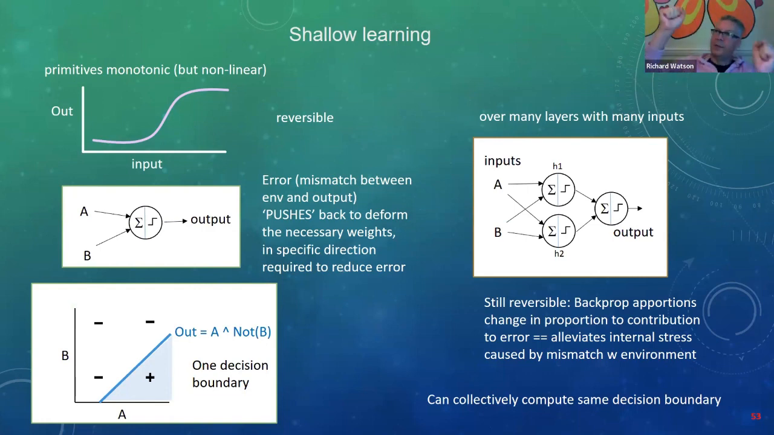But that pushes on the nodes in the layer below, and they push on the nodes in the layer below, and so on. And that then pushes the structure backwards until you can get the output into the position that you want. Put differently, backpropagation alleviates the internal stress between the components that's caused by the mismatch of the output with the environment. And you can use a deep network to collectively compute the same decision boundary that you could with a single layer perceptron. But now it begins to get interesting.